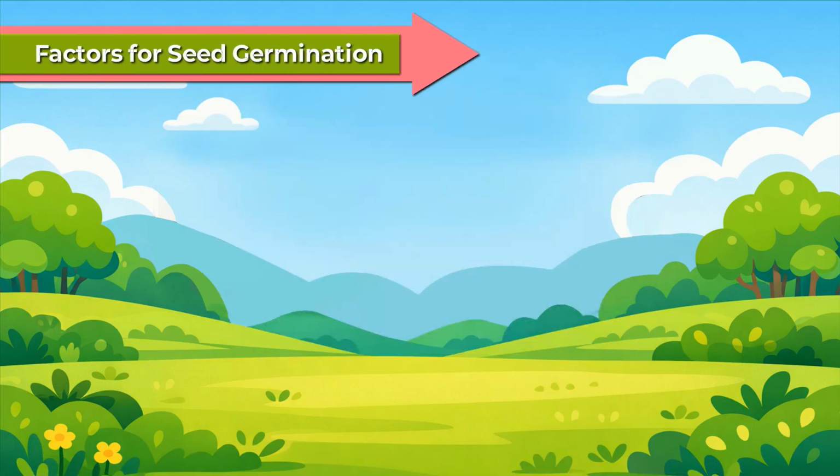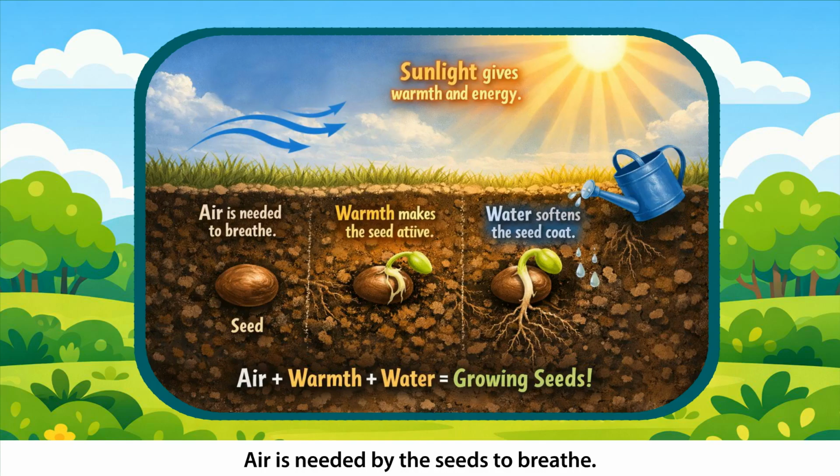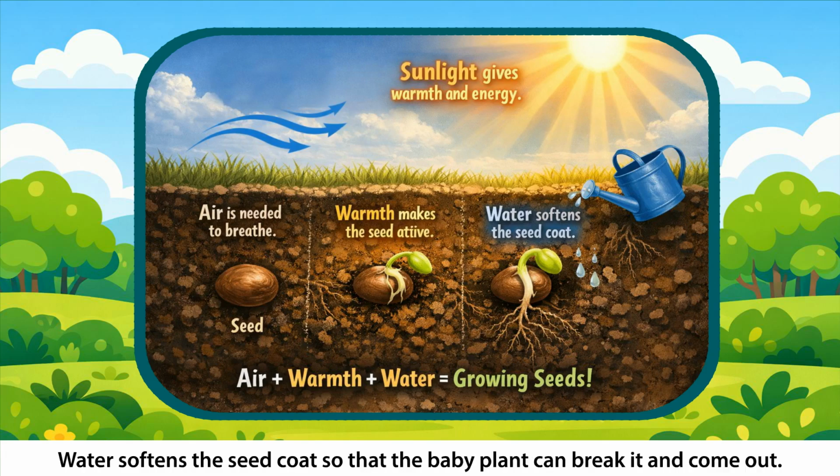Factors for seed germination. For germination, a seed needs nutrient-rich soil, air, warmth and water. Air is needed by the seeds to breathe. The warmth from the sunlight makes the seeds active. Water softens the seed coat so that the baby plant can break it and come out.